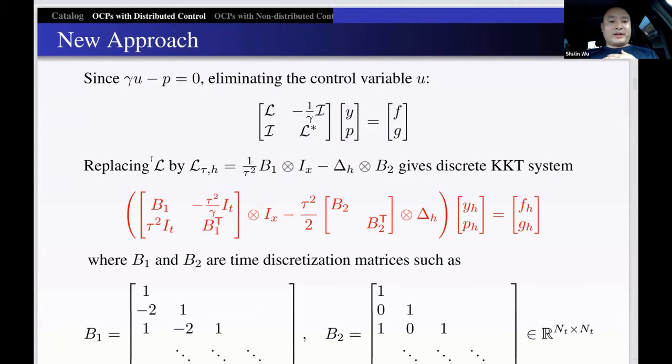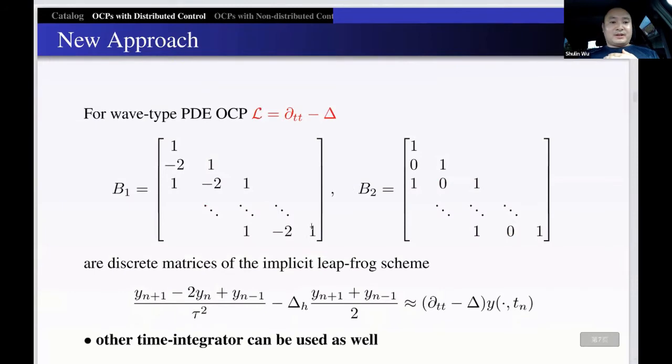So if we replace L by the discrete matrix L tau and H, we will get the discrete KKT system like this. And B1 and B2 are the time discretization matrices, such as those ones. Those matrices are the implicit leapfrog method for the wave equation OCP. But other numerical methods can be used as well.